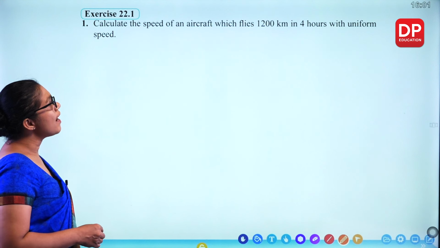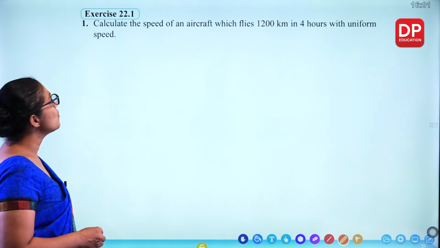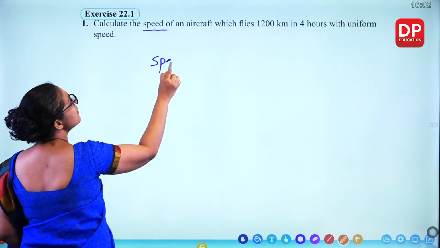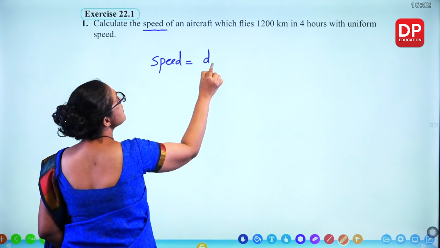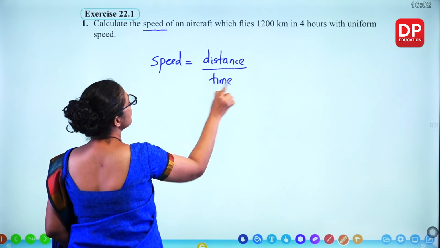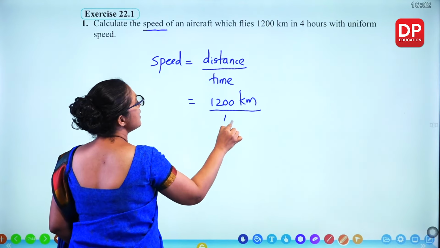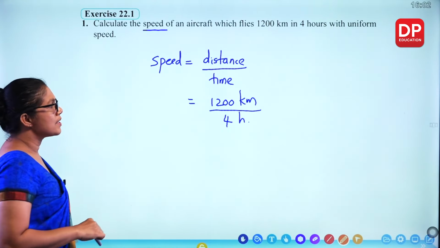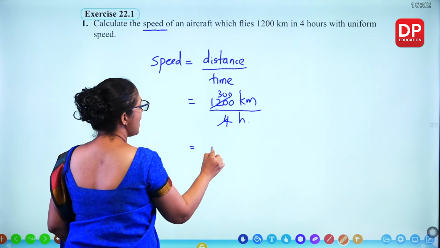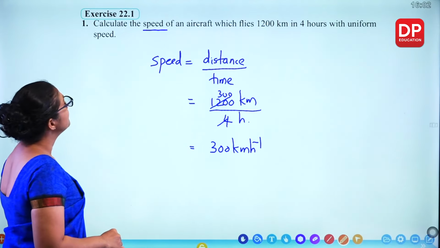Exercise 22.1. Calculate the speed of an aircraft which flies 1200 kilometers in 4 hours with uniform speed. So, what's the formula? Speed is equal to distance over time. Distance is in kilometers, 1200 kilometers, and time is in hours. Now simplify, 4 times 3, you get 300 kilometers per hour.